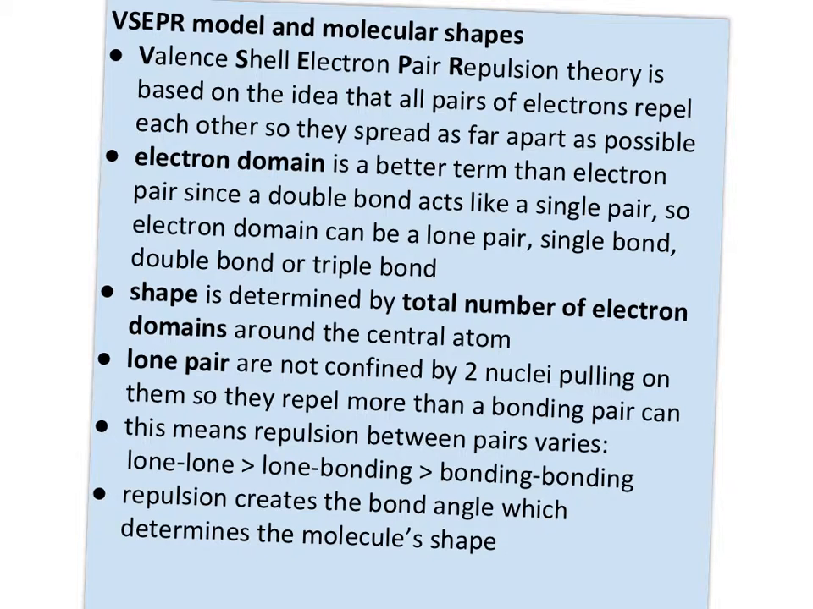Lone pairs are not confined by two nuclei pulling on them, so a lone pair will repel more than a bonding pair can, just because they have more room to push each other apart. They're not confined to that space between the nuclei. So this means the repulsion between pairs does vary. Lone pair and lone pair will repel each other the greatest amount, lone pair and bonding pair the next, and then bonding pair and bonding pair will have the least amount of repulsion because of their confinement by the nuclei. Repulsion is what creates the bond angle, which then determines the molecule shape.